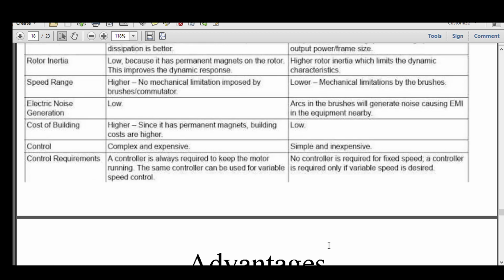Now let us go and understand the main working principle once again, and let us find out some empirical equations for the BLDC machine.